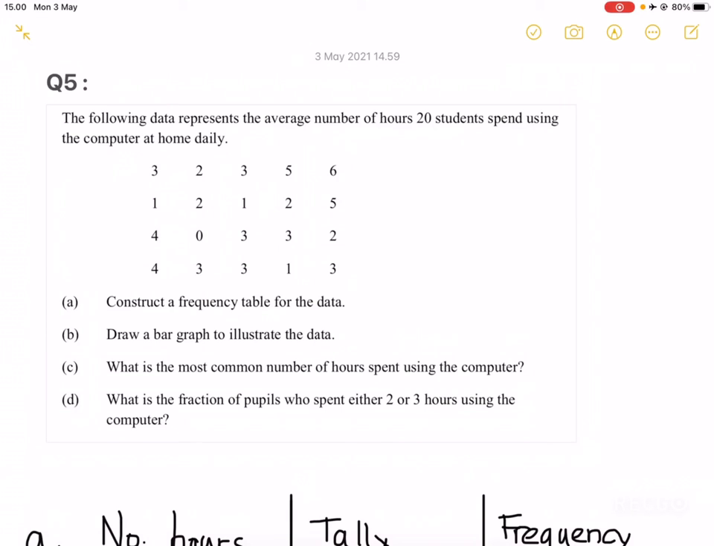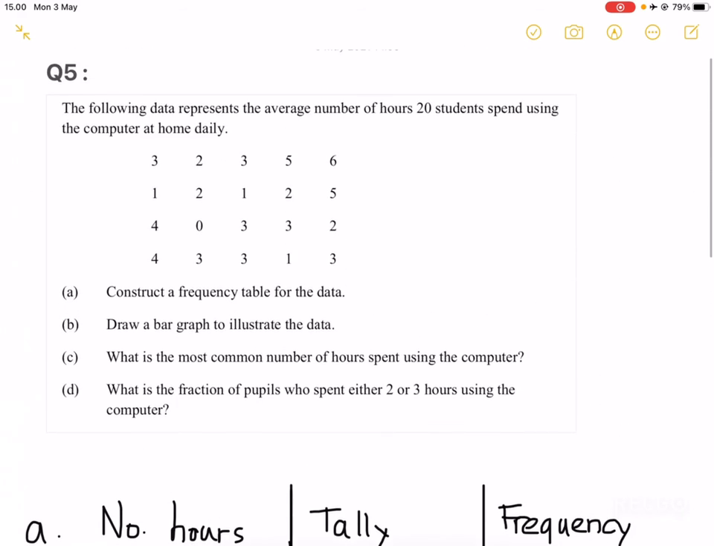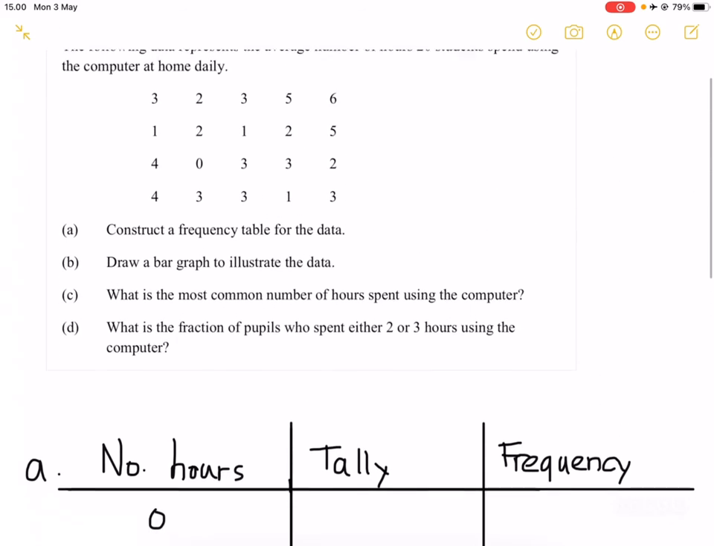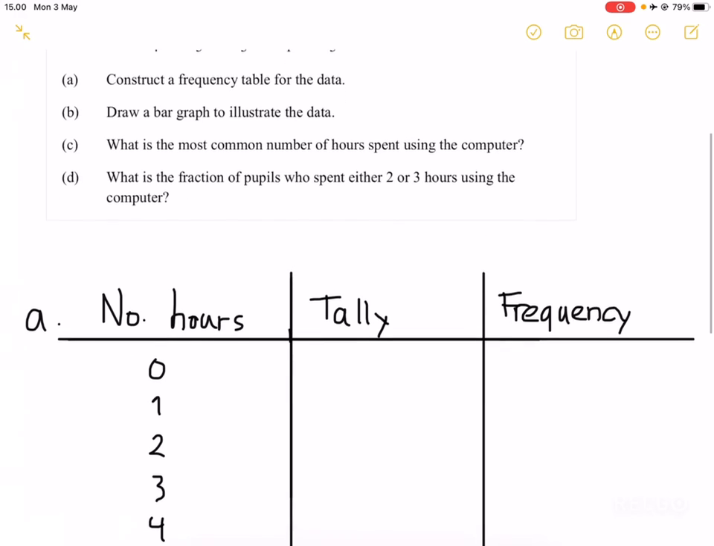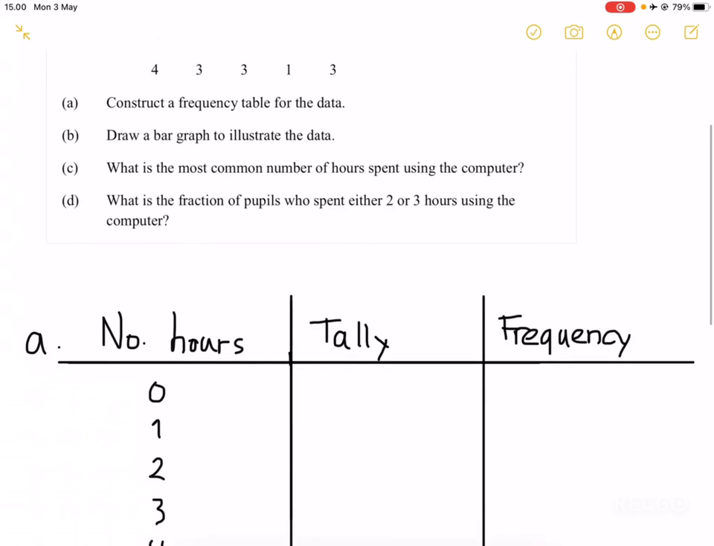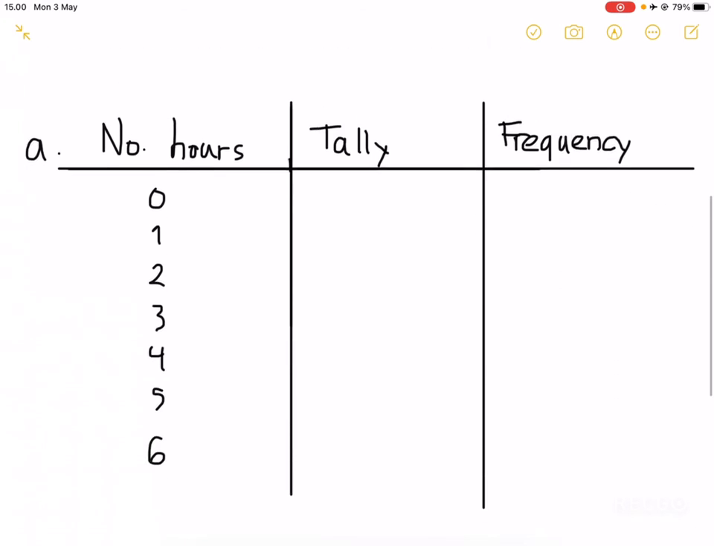Alright, for question 5, which is the last question, it says that the following data represents the average number of hours 20 students spend using the computer at home daily. As you can see, there are random numbers appearing here and there. We need to construct a frequency table for the data, which I've constructed here along with a tally column. And we also need to draw a bar graph to illustrate the data, which I'm just going to leave for you guys as homework. We can answer part C and part D later. We'll just focus on part A, which is to construct a frequency table.